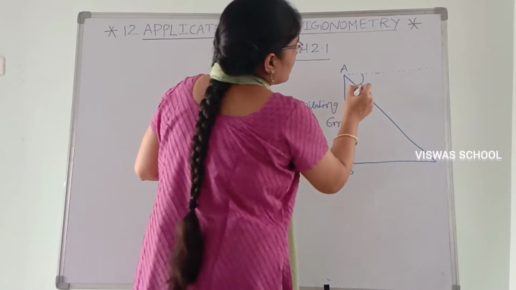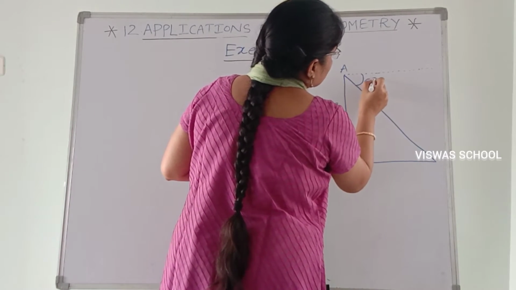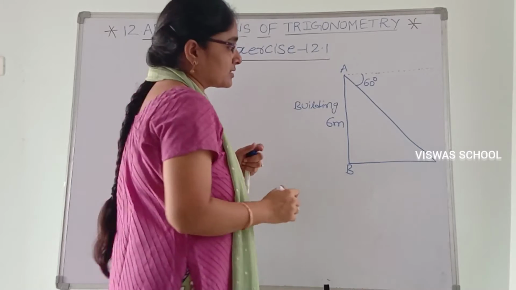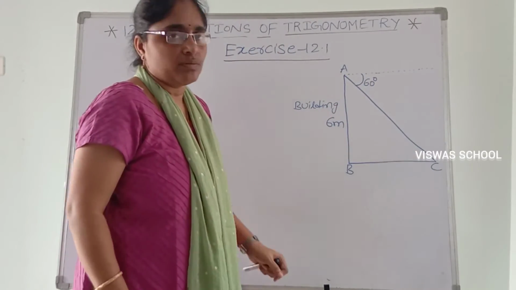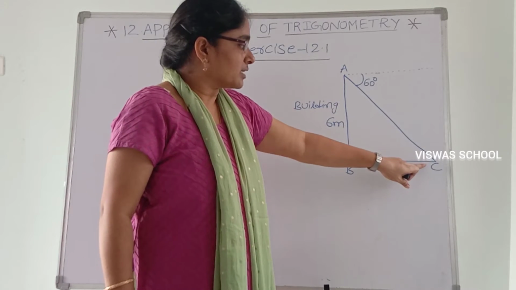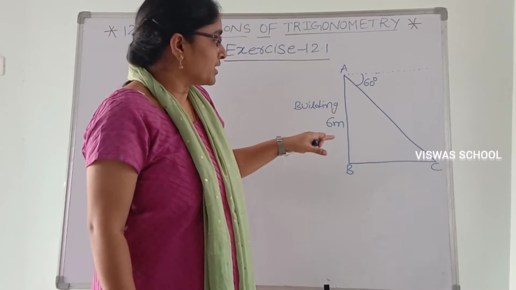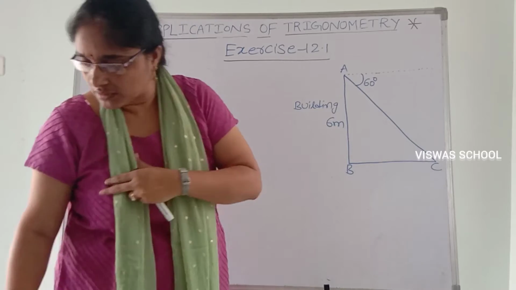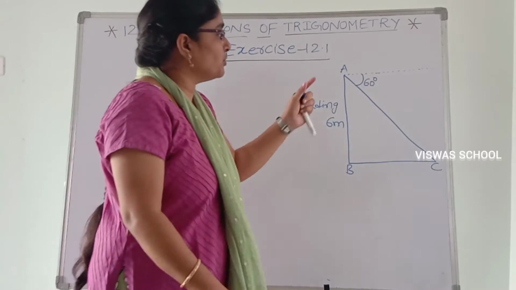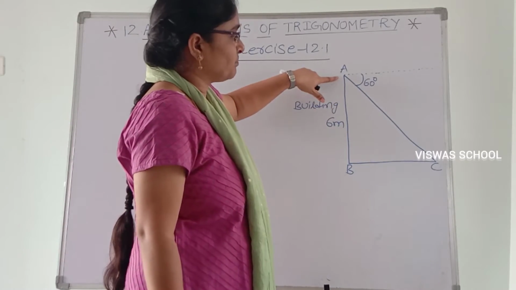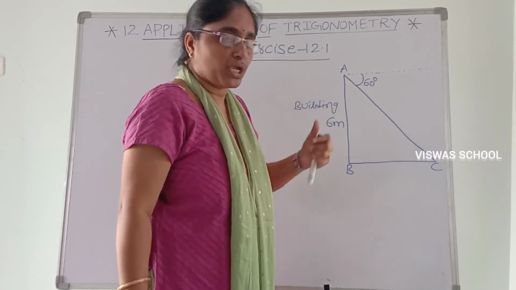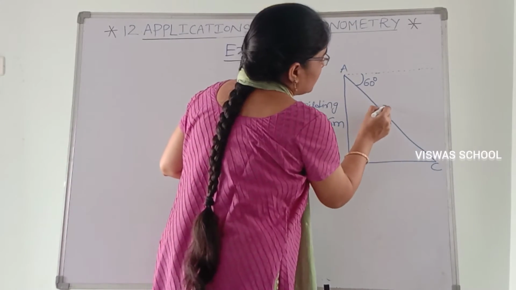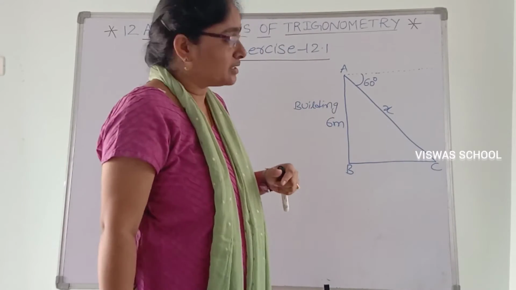In the given problem, it makes an angle of 60 degrees. This is your target, C, here. This is the ground. Your target is at the ground. This is C. Now what we want to find here is the distance between you and the object. You are here and the object is here, and we want to find the distance from A to C. Let it be X.